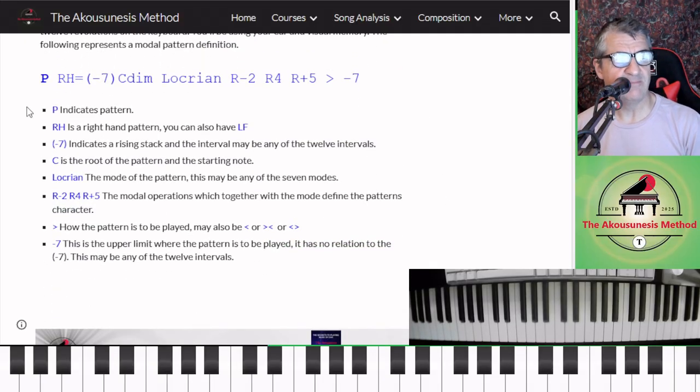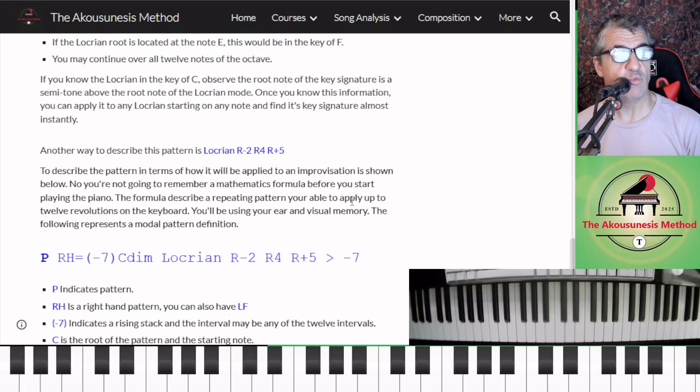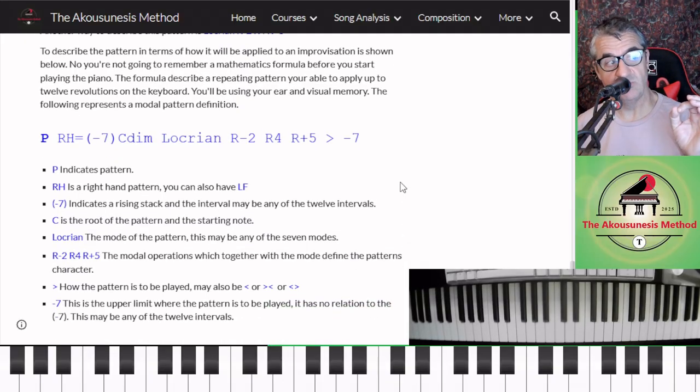We're going to learn about pattern definitions. Now, I know it looks a little complicated at first, but it's not that complicated, and I'll go through each one of these items here and explain it. And I'll explain what we use these for. Right? We'll use these in our compositions and our improvisations.